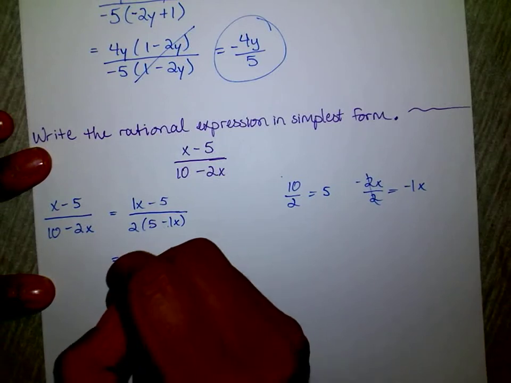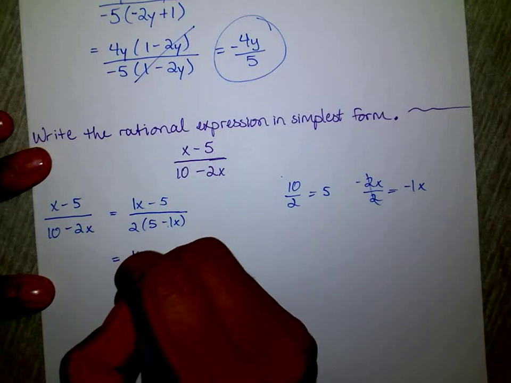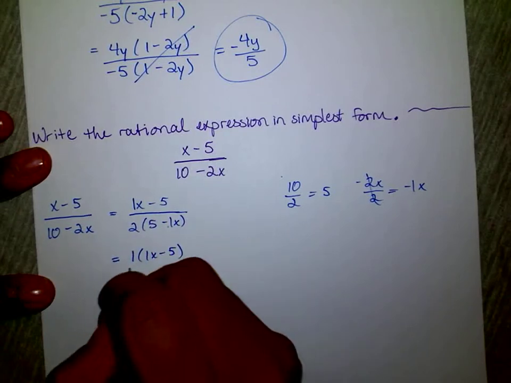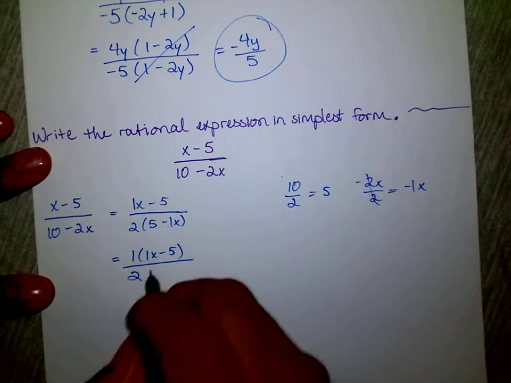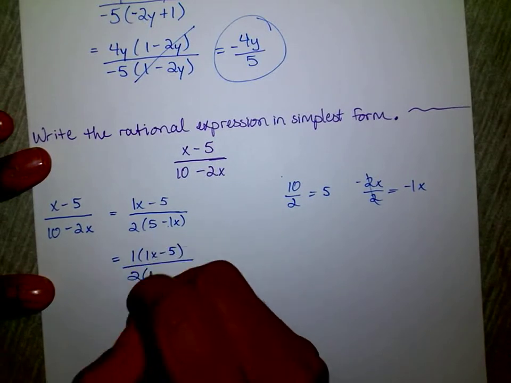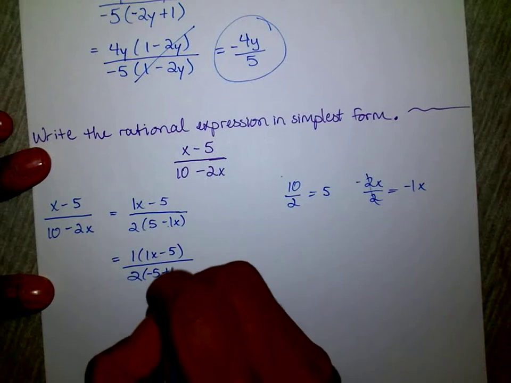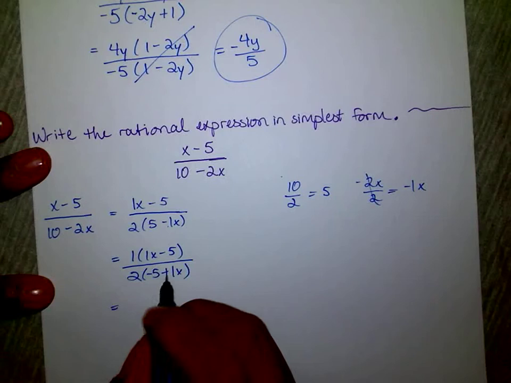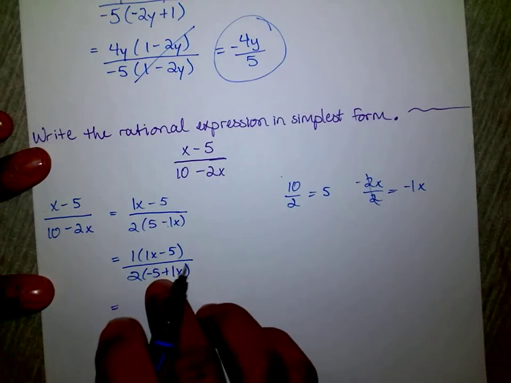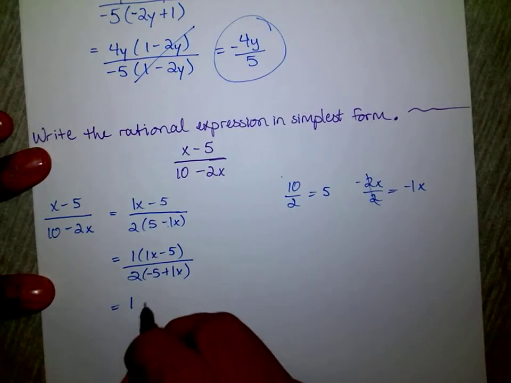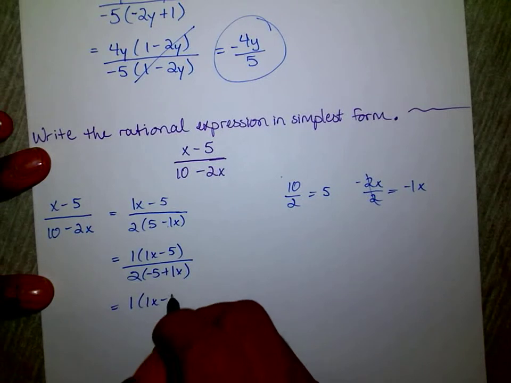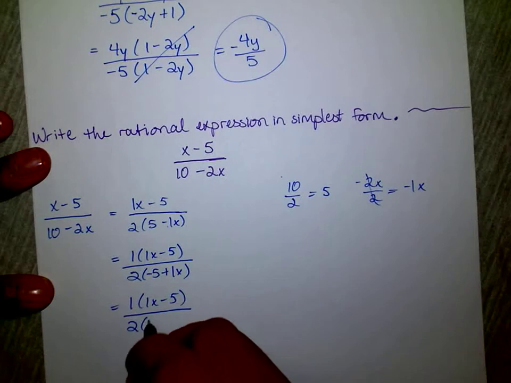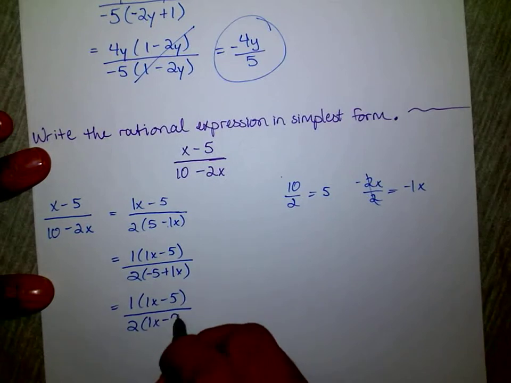So I'm going to have, and I'll rewrite this top as a factor, 1 times 1x minus 5 over 2 times, that's going to turn into a negative 5, and that's going to turn into a positive 1x. I want to go ahead and rewrite everything so that it looks similar to this. So 1 times 1x minus 5, and 2 times, that's a positive 1x, that's a negative 5.